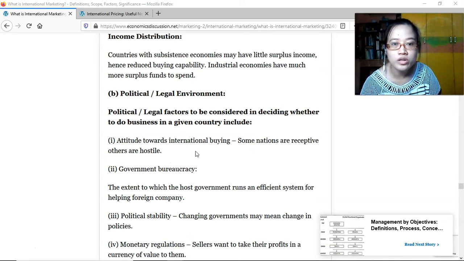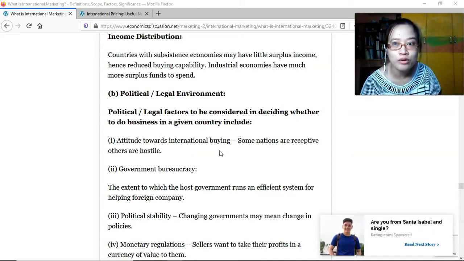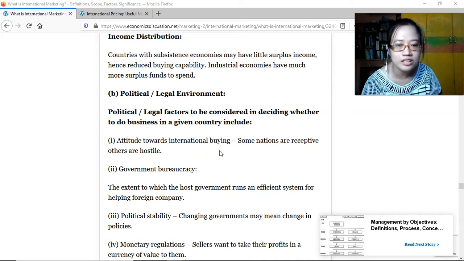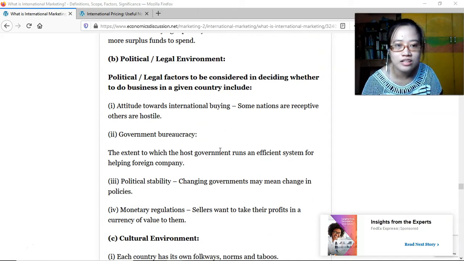So, attitude towards international buying. There are some nations who are resistant to imports. They prefer to buy from their local producers. Very supportive of their local economy. Okay? But of course, not all countries are like that. Some countries are more prone to buying imported products, things like that.